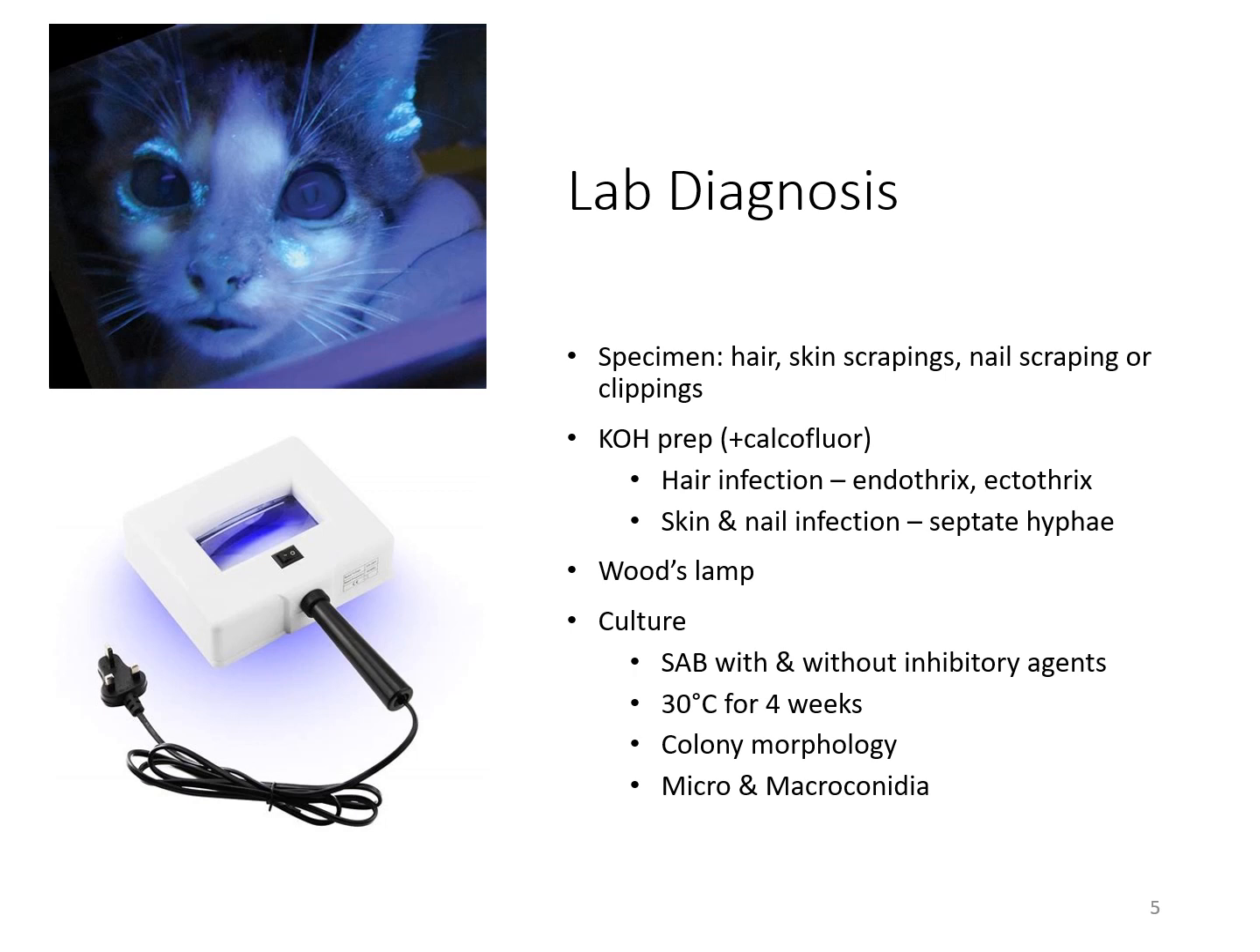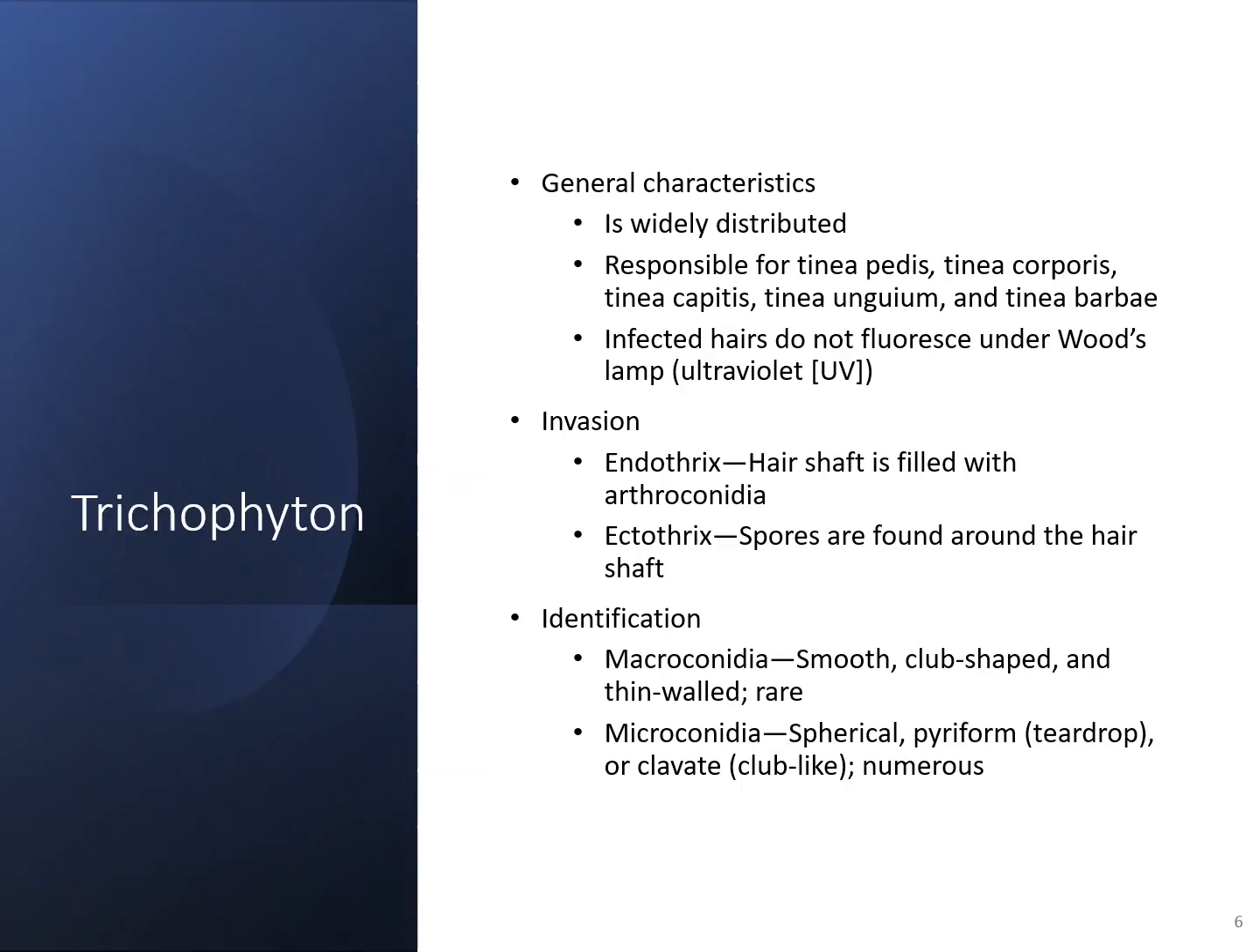With your cultures, you could use SAB media with or without inhibitory agents. Of course, it would be incubated at 30 degrees for about 4 weeks. And you would observe the colony morphology, and you are also looking at the microscopic morphology to look for microconidia and macroconidia. So now we'll talk about the Trichophyton organisms.